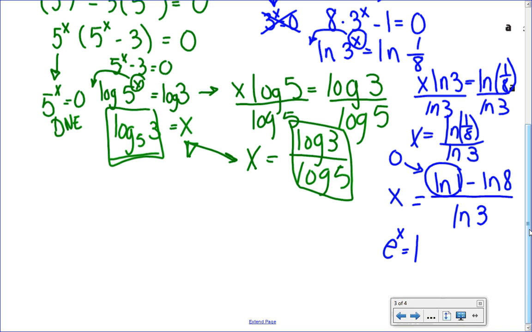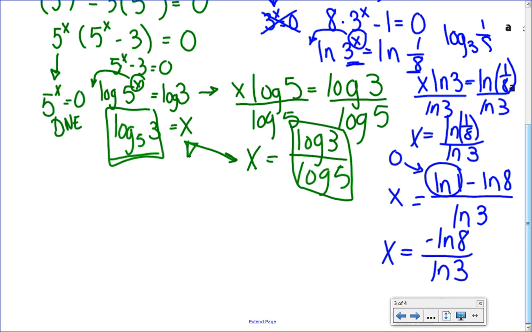So if we just kind of wanted to simplify that a bit, we'd get x equals negative ln of 8 over ln of 3. We could also just go right into switching this, from this step, we had 3 to the x equals 1/8, right? We could right away write that in logarithmic form. So we can say, okay, we've got log base 3 of 1/8 is equal to x, and we could solve that, and you'll get the same thing.